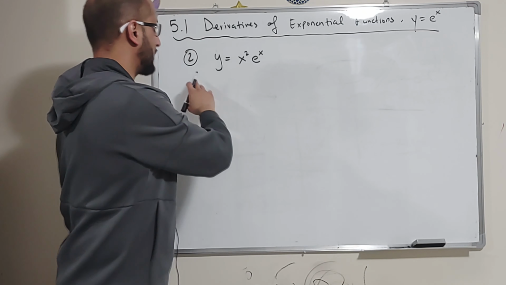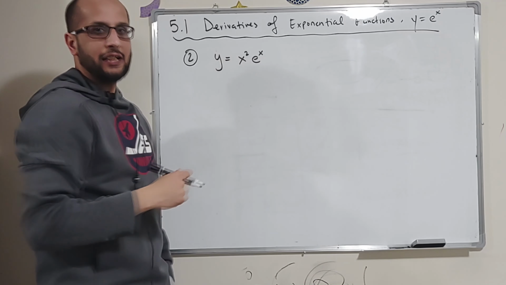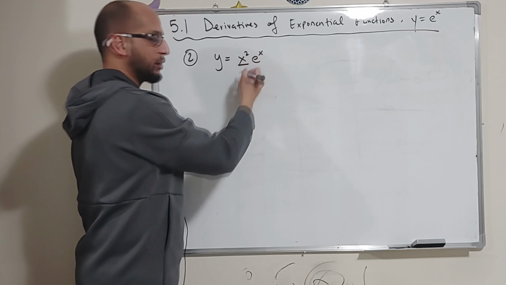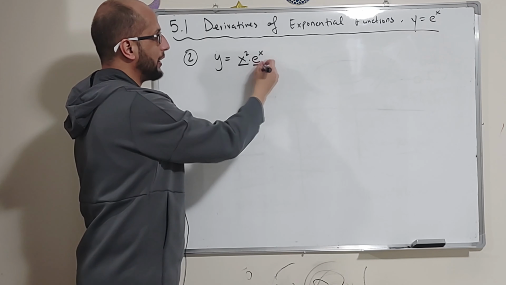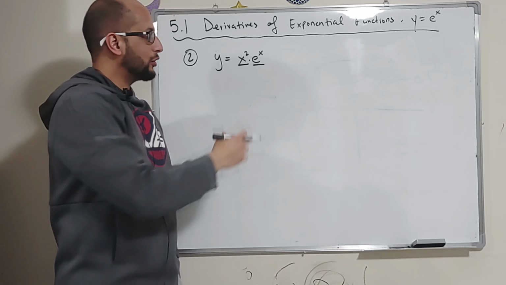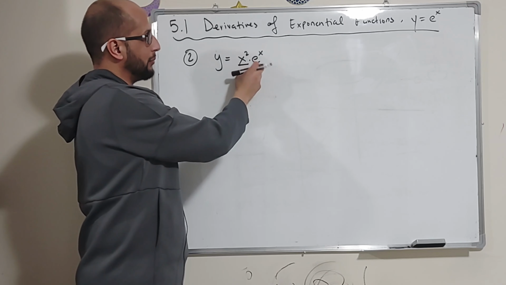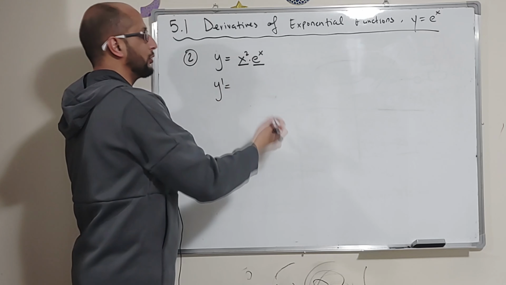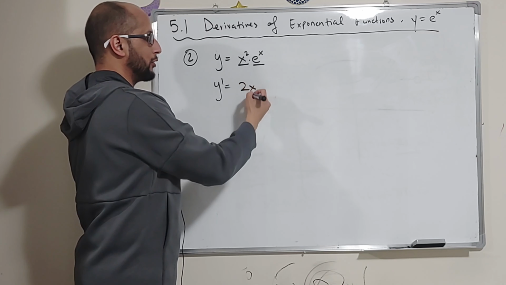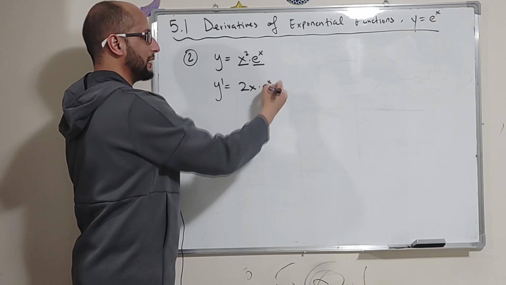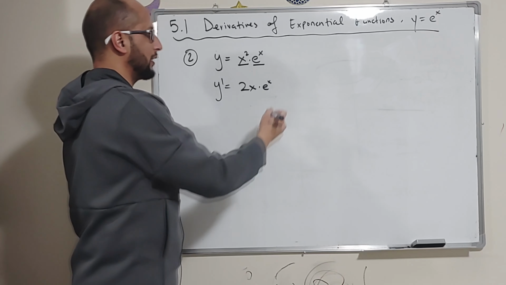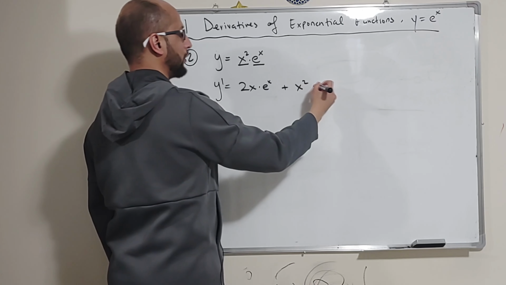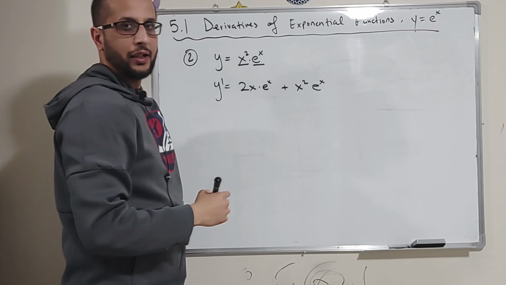Okay, next example is y equals x squared times e to the power of x. This is an example of product rule. So you have x squared, which is one function, multiplied by e to the power of x, which is another function. So these are two entirely separate functions being multiplied, so we're going to use product rule. You take the derivative of the first term, 2x, leave the second term as it is, so 2x times e to the power of x, plus the first term stays the same, multiplied by the derivative of the second term, which is e to the power of x.